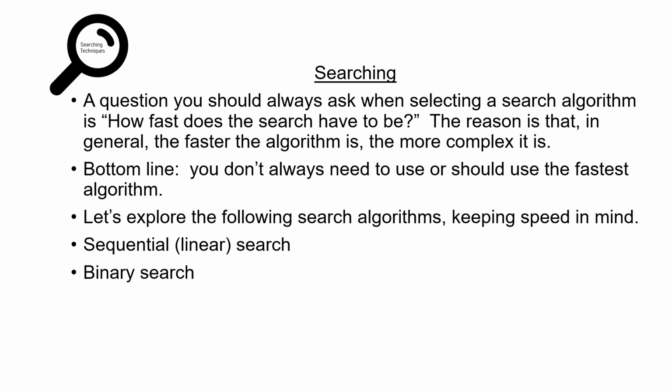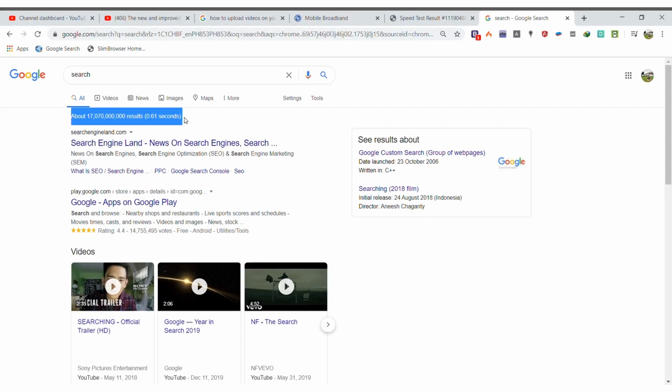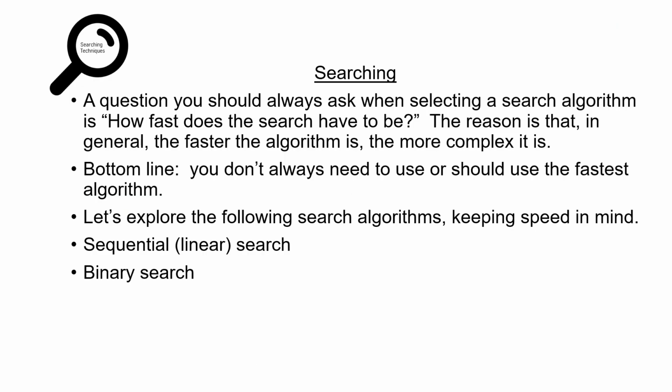So, question: the question you should always ask when selecting a search algorithm is, how fast does the search have to be? Because when we go to Google, we see that there are 700,000 results in point something seconds. Imagine that, it means the searching algorithm they use is that fast. They have modified it, so they have their own searching algorithm for that. For the algorithm to be that fast, it has to be studied very carefully. Therefore, it is more complex than we are expecting.